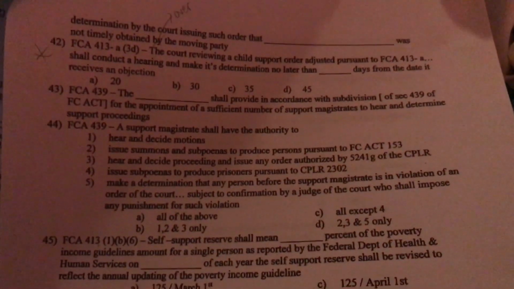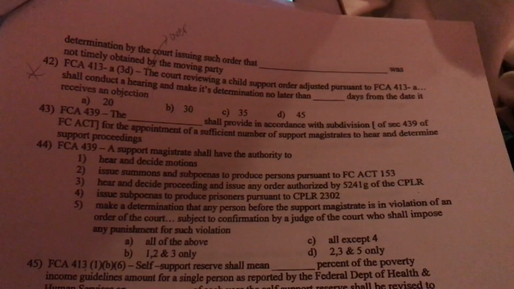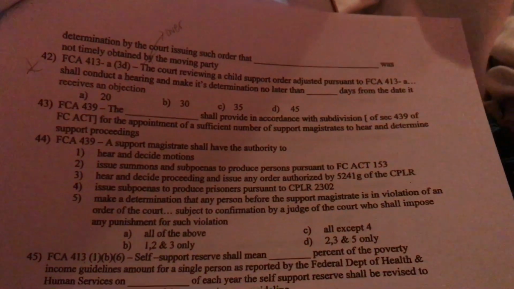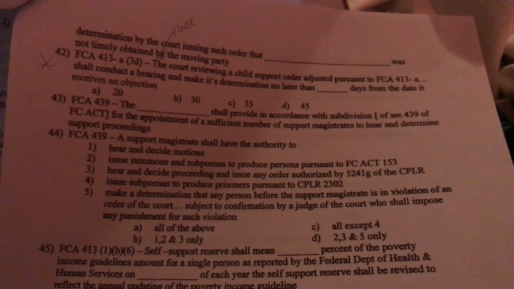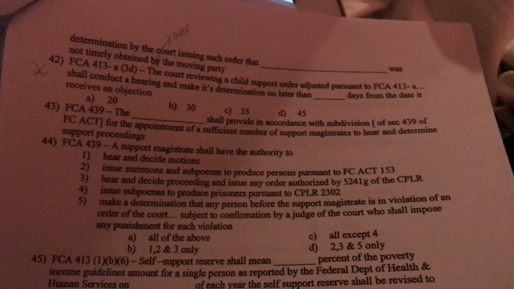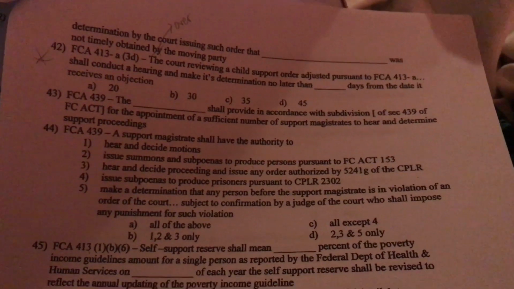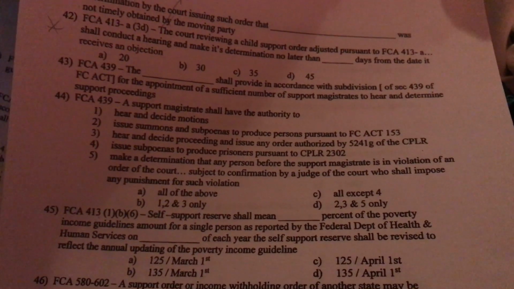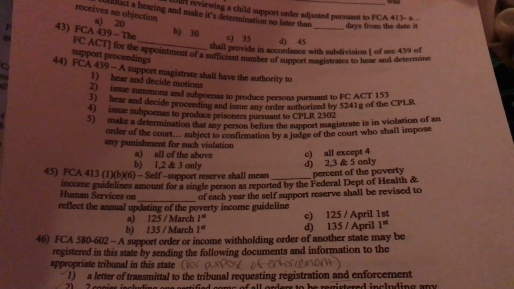I'm just going to read this because I want to say the words. 43, the chief administrator shall provide in accordance with subdivisions, whatever, 439, for the appointment of a sufficient number of support magistrates to hear and determine support proceedings. Okay, so here, a support magistrate can make all those rulings.